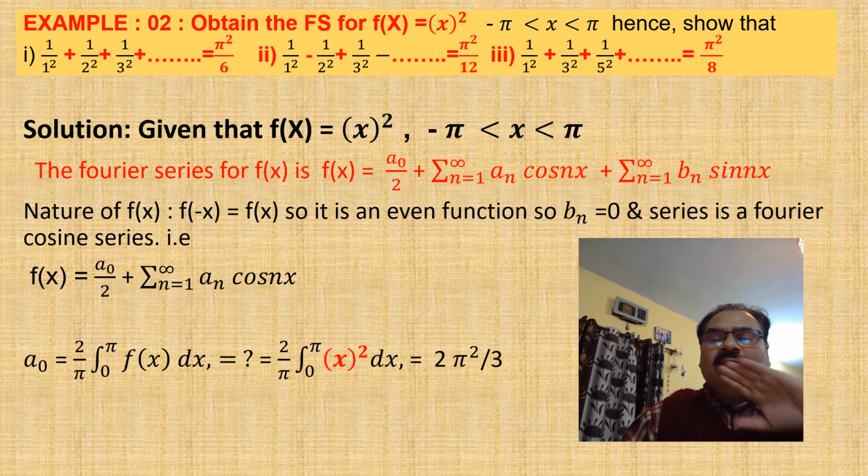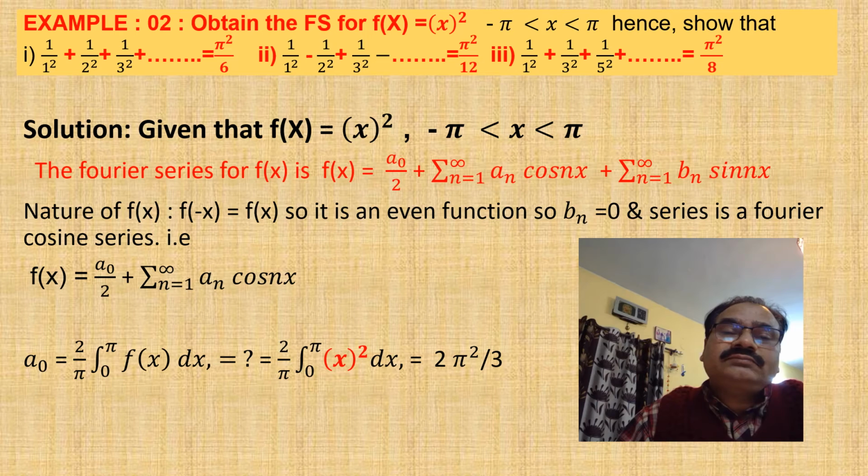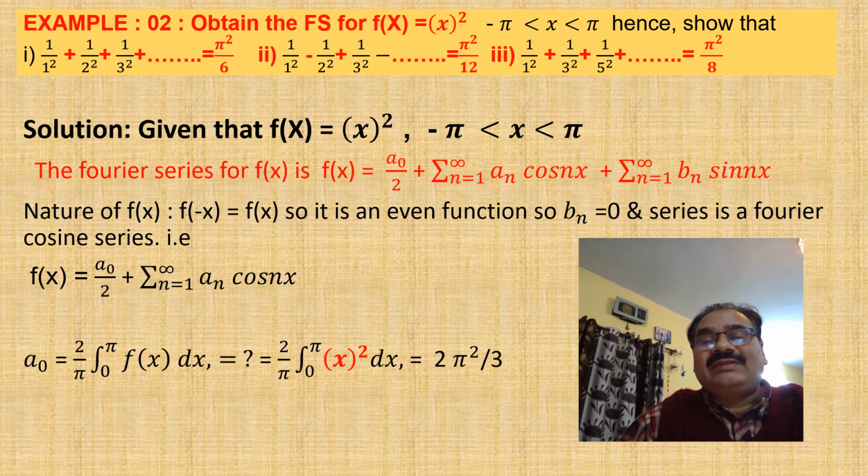Now let us look at one example. We have to obtain the Fourier series for f(x) = x² if x lies between -π to π. And once you establish the Fourier series, you also have to prove that 1/1² + 1/2² + 1/3² and so on is π²/6, and 1/1² - 1/2² + 1/3² and so on is equal to π²/12, and lastly 1/1² + 1/3² + 1/5² and so on is π²/8.